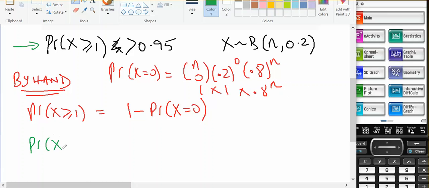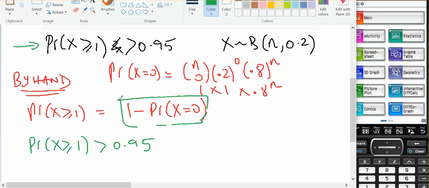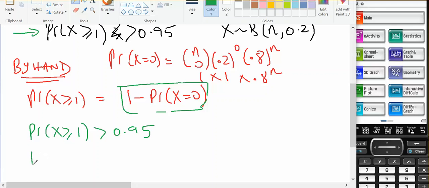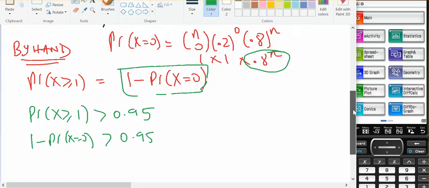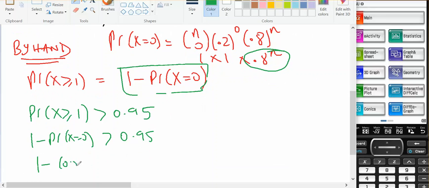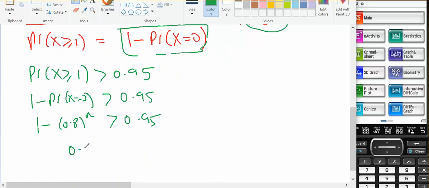The probability that x is bigger than or equal to 1 is bigger than 0.95. And since this is the probability of x being bigger than or equal to 1, then I've got 1 minus the probability that x equals 0 is bigger than 0.95. And this is what the probability that x equals 0 is. So I've got 1 minus 0.8 to the power of n is bigger than 0.95. Therefore, 0.8 to the n is less than 0.05.